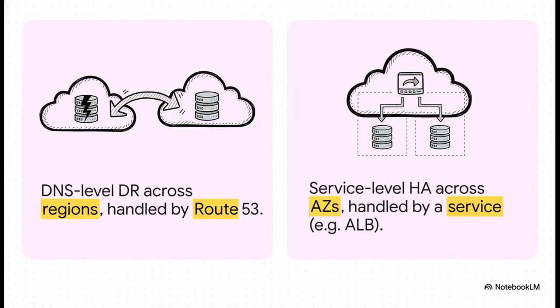Now, this is absolutely crucial to understand. And by the way, it's a classic interview question. What's the difference between DNS failover and a multi-AZ architecture? Well, multi-AZ is all about high availability within a single region. It's handled by a service like an application load balancer. Route 53 failover, on the other hand, is for disaster recovery across entire regions, and it's all handled at the DNS level. They solve totally different problems at totally different layers of your architecture.